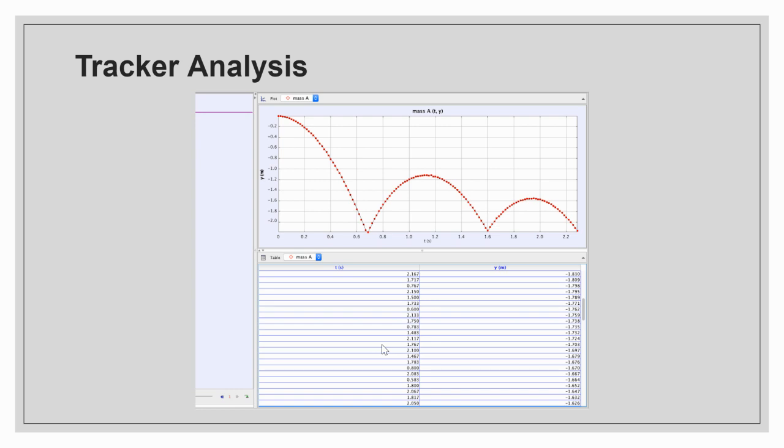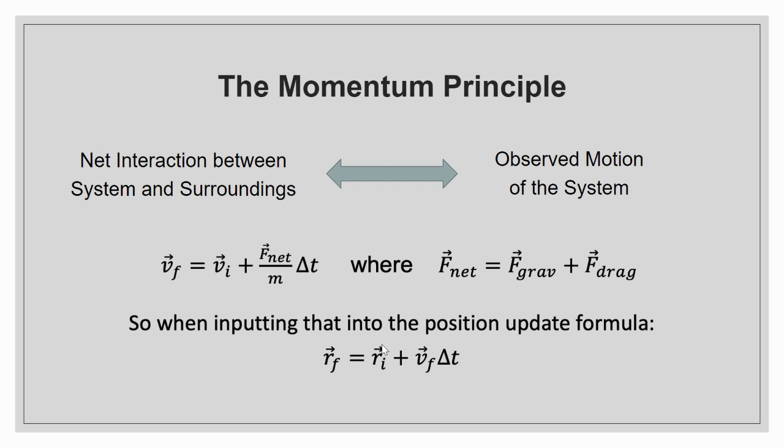The position of the ball was recorded at every frame, and from that data, the y position versus time graph was created. The key concept used to analyze data is the momentum principle, which links the net interaction between a system and its surroundings and the observed motion of the system. The principle states the following velocity update formula, which can be used in the computer model to iteratively calculate the final velocity after each time step.